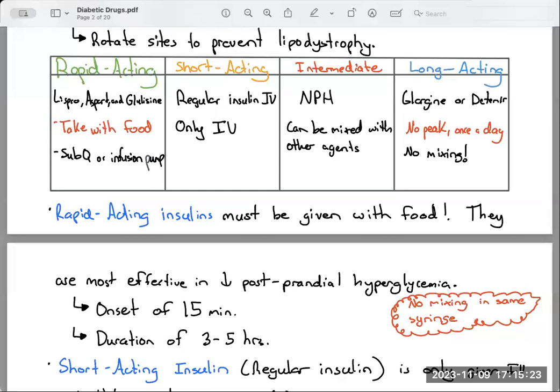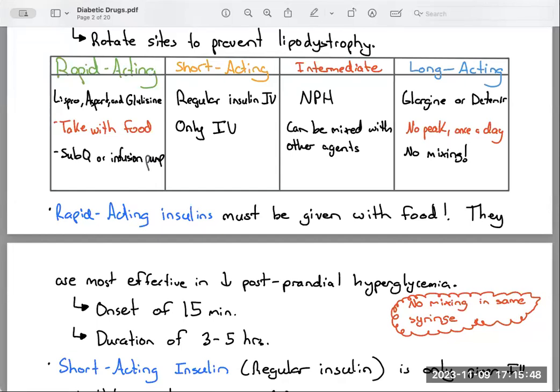They have no peak, so it's not going to get better in an hour or worse. They stay pretty steady for 24 hours, and then you give it again the next day, same time. They last for 24 hours. So the thing with this is that it has no peak. You give it once a day, and you do not mix this insulin with other insulins. You just do not do this. That's a rule of thumb with these long actings.